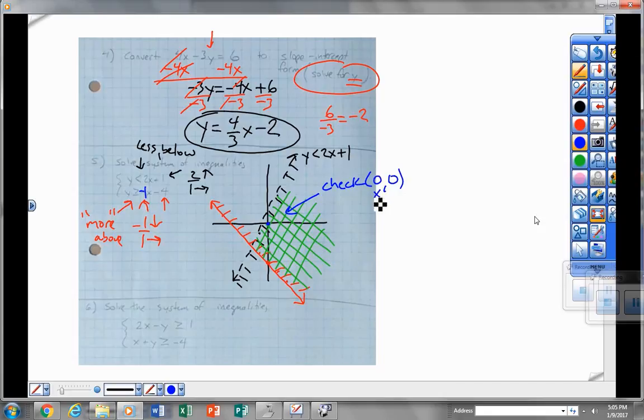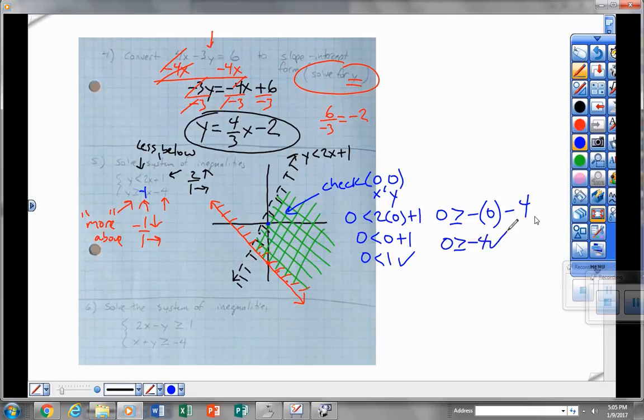Plug in x is 0, y is 0 into both. That gives me 0 less than 2 times 0 plus 1, and that is a true statement. 0 is less than 1. Plug in 0, 0 into the other inequality gives me 0 greater than or equal to -0 minus 4, and that is true also. 0 is greater than -4. So that check proves that that area is the solution to that set of inequalities.